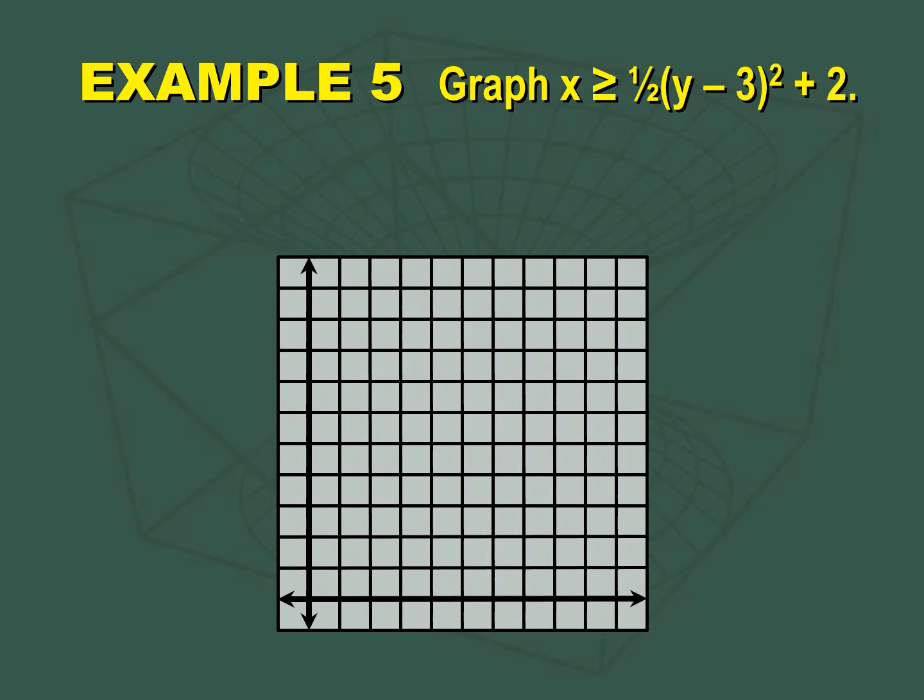So let's say we want to graph this inequality. It's x is greater than or equal to 1/2 (y minus 3) squared plus 2. So the first thing we want to do is plot our vertex at (3, 2). We know that this is a relation, okay, because it's the x. So it's going to go either left or right. Because our a value is positive, it's going to go to the right, okay? So we're going to the right.